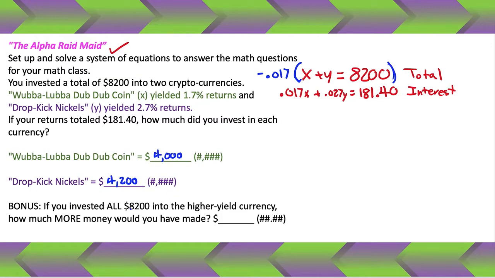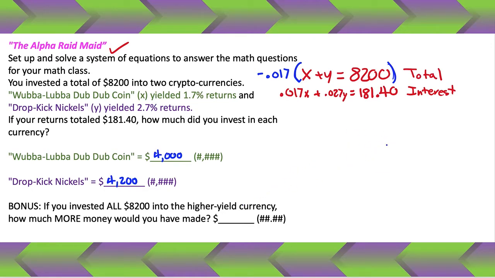Bonus question. If you invested all $8,200 into the higher yield currency, how much more money would you have made? So here's the problem. It's kind of silly. Well, you don't really know this ahead of time, but if you knew that the Dropkick Nickels were going to give you 2.7% interest, you probably would have rather invested all of your money. If one of them is going to give you more of a return, then you want to just dump all of the money into that one. But you didn't know. You just put the money in, and then that's what you found out. So everybody's a winner in hindsight.